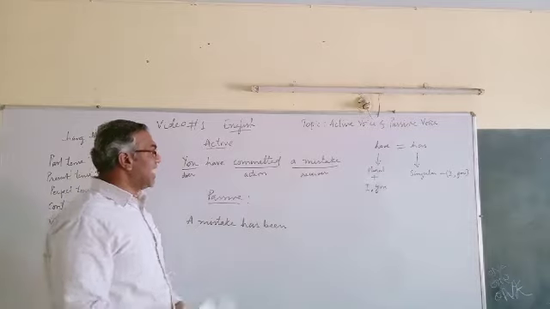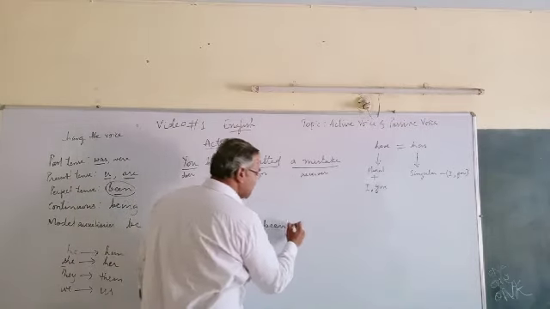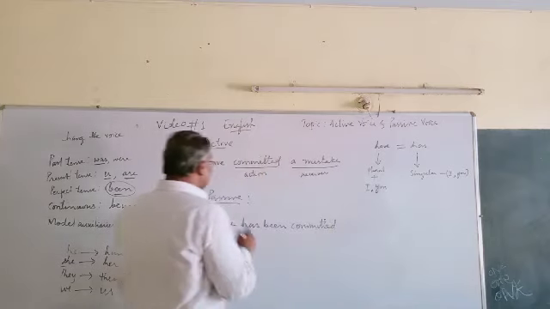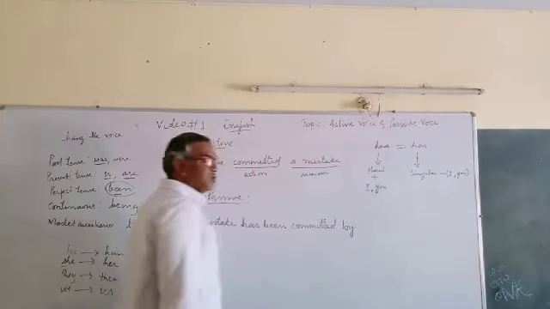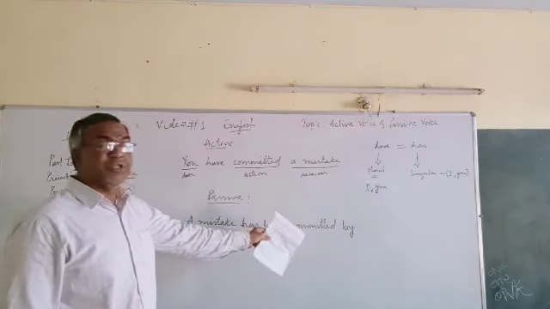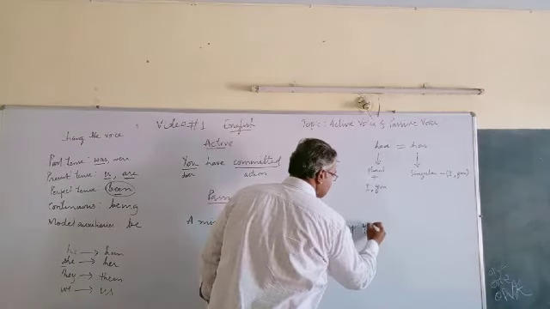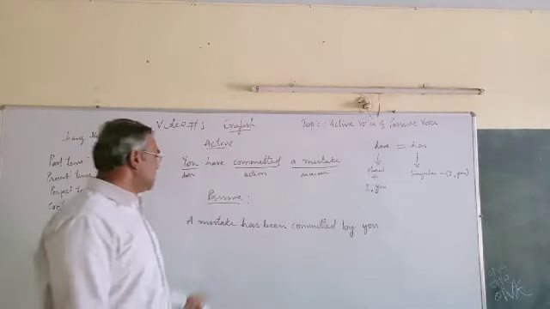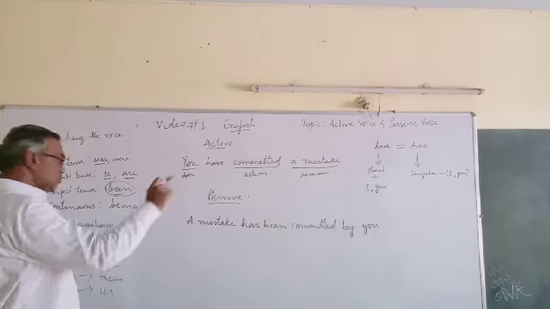A mistake has been, and then the third form of the verb, committed. Committed itself is the third form of the verb. A mistake has been committed, then we know the conjunction by. A mistake has been committed by you. You will not change. A mistake has been committed by you. You will not change. You is as it is.